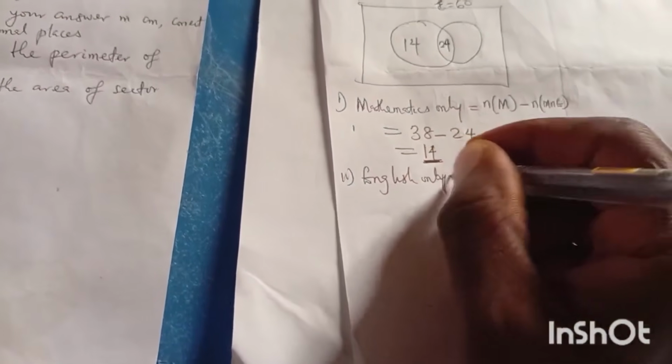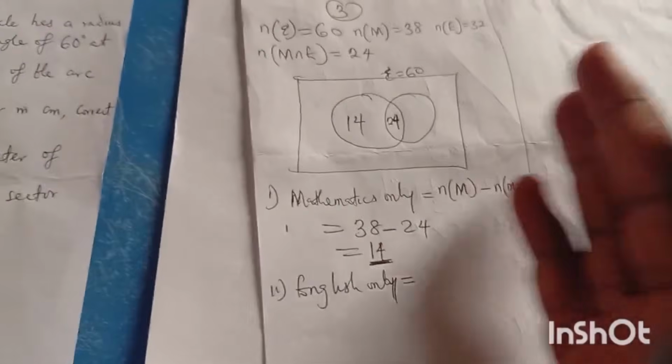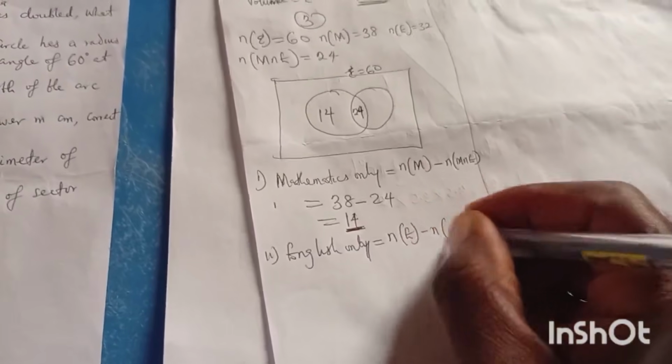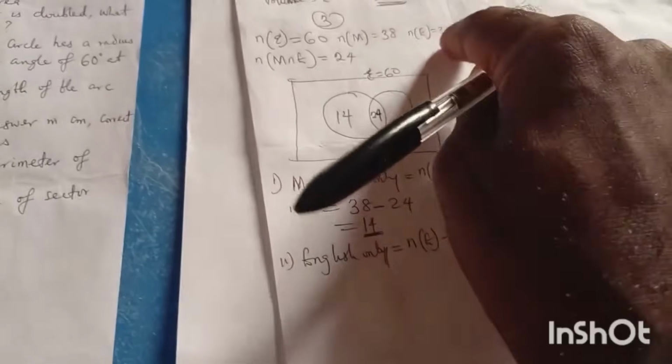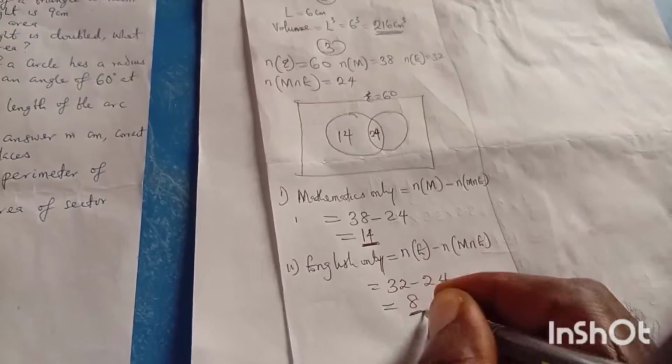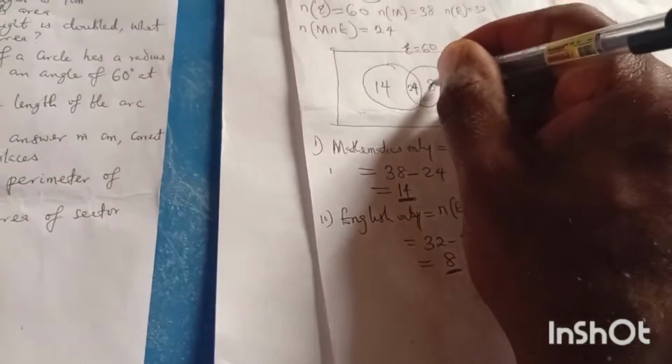Now, leaving that side, I move to the second one that said we should find English only. This place is 14 right now. Now, English only. I'm not using the terms that we use in set theory, I'm only using simple English so that everybody can understand. Number of English minus number of M intersection E. How many are doing English? 32. That is 32 minus 24. When you do 32 minus 24, you are going to get 8. You also use your calculator to get it and put your answer in the comment box to confirm. And this place is 8.